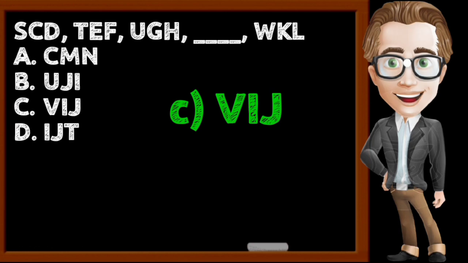The reason behind this is the starting alphabets all follow one order: S, T, U, blank, W, so V is the missing one. When we look at the second and third alphabets of each of these, we can see that C, D, E, F, G, H and I, J are the ones missing, so the answer will be option C, V, I, J.